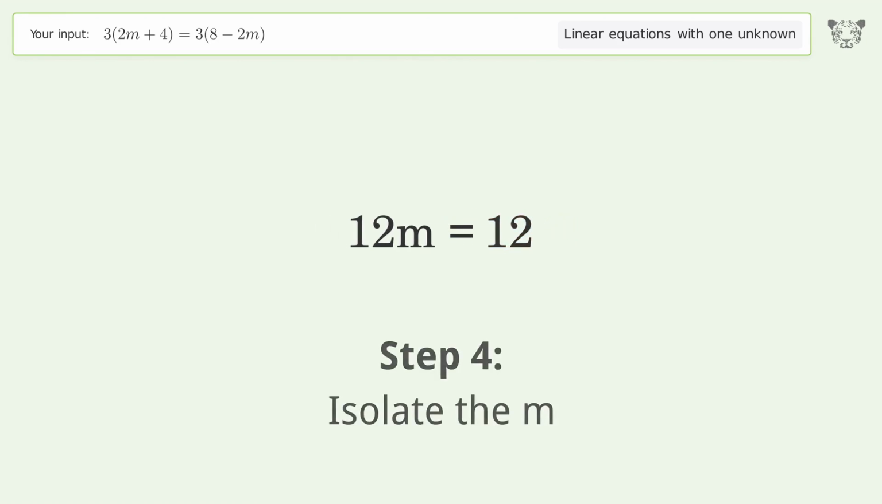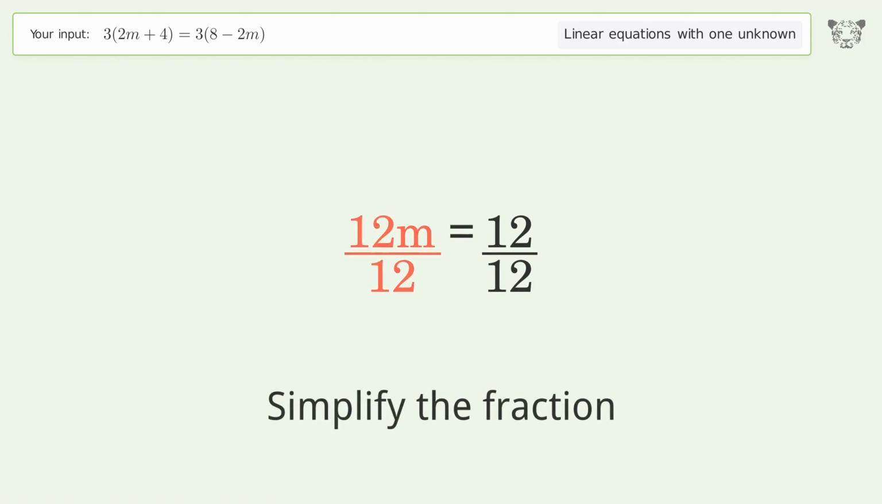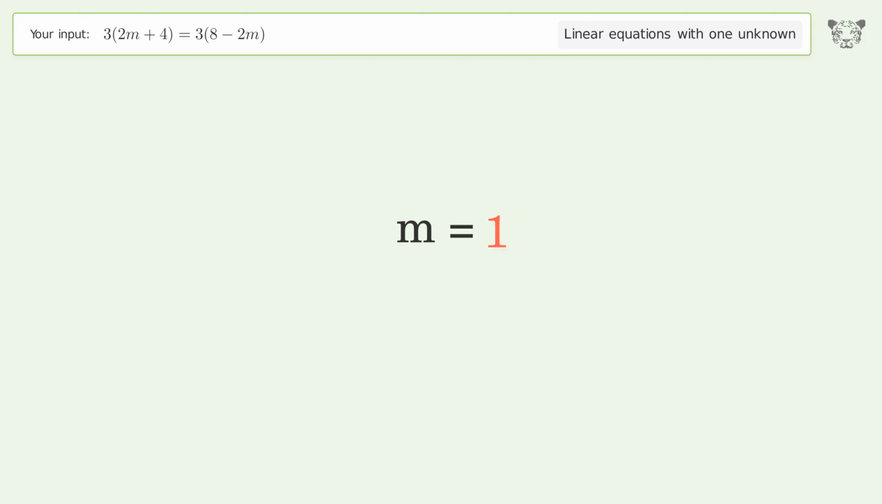Isolate the m. Divide both sides by 12. Simplify the fraction. And so the final result is m equals 1.